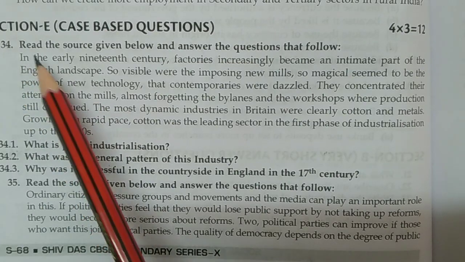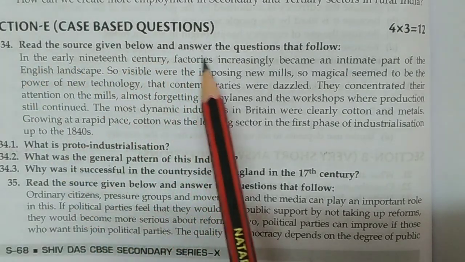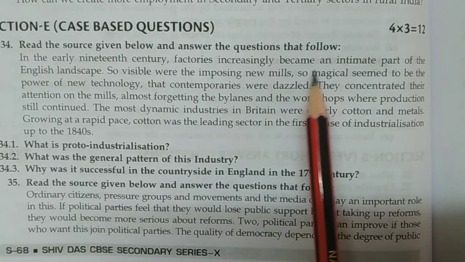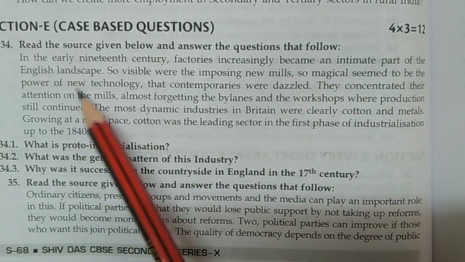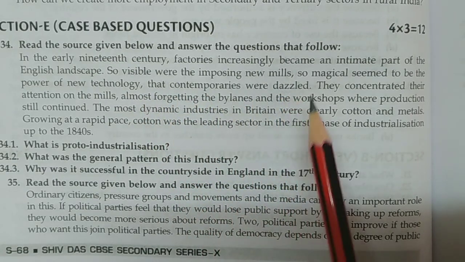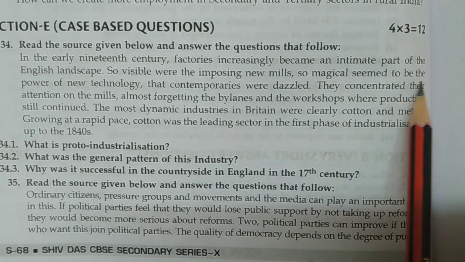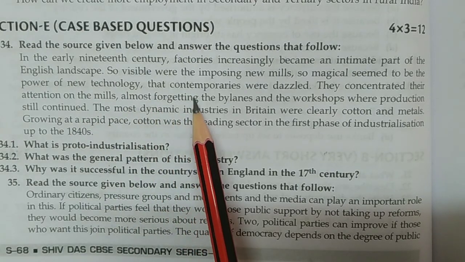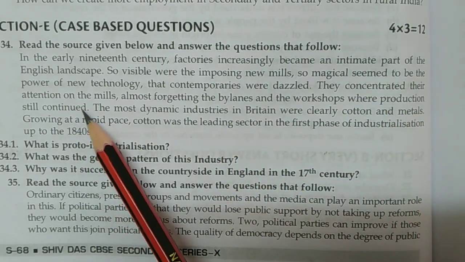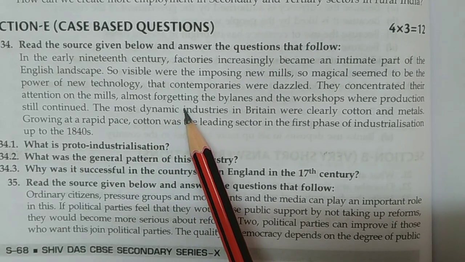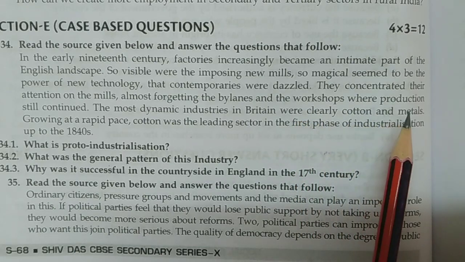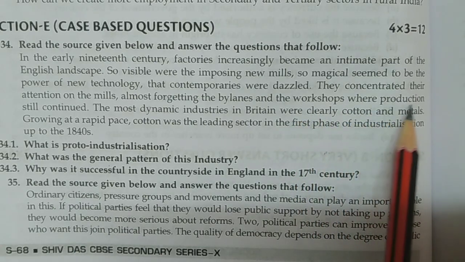Read the sources. Question number 34. Read the source given below and answer the questions that follow. In the early 19th century, factories increasingly became an intimate part of the English landscape. So visible were the imposing new mills. So magical seemed the power of new technology that contemporaries were dazzled. They concentrated their attention on the mills, almost forgetting the workshops where production still continued.